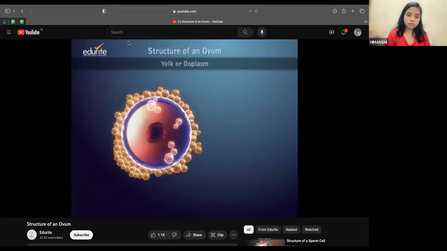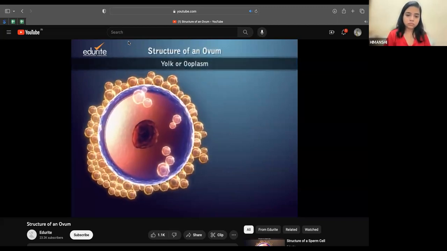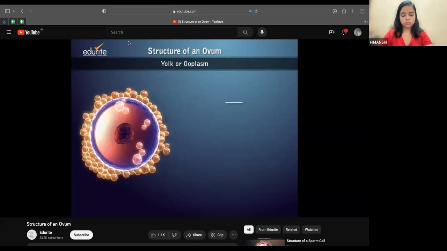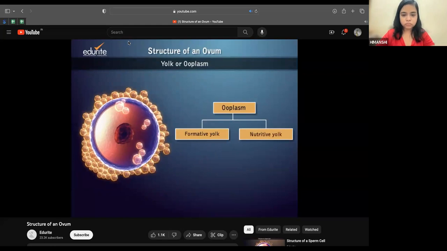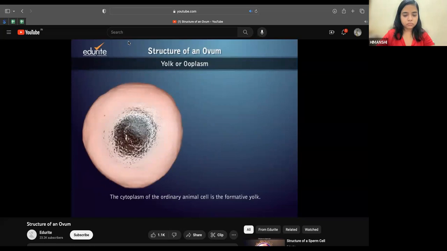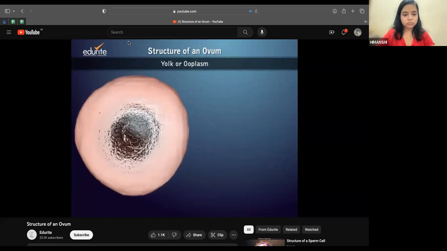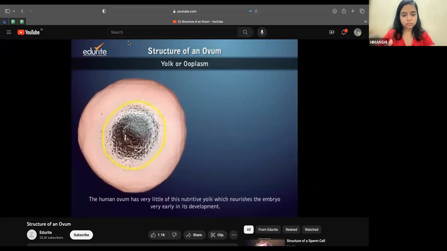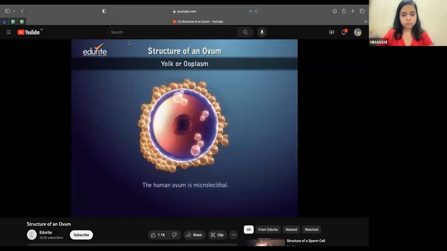Yolk or ooplasm. The cytoplasm of an ovum can be differentiated into an outer transparent exoplasm, also called the egg cortex, and an inner opaque endoplasm called ooplasm. The yolk or the ooplasm is composed of the formative yolk and the nutritive yolk. The cytoplasm of the ordinary animal cell is the formative yolk. The nutritive yolk contains numerous rounded granules of fatty and proteinaceous substances embedded in the cytoplasm. The human ovum has very little of this nutritive yolk, which nourishes the embryo very early in its development. So, the human ovum is described as microlecithal, a term used to describe small eggs with very little yolk.